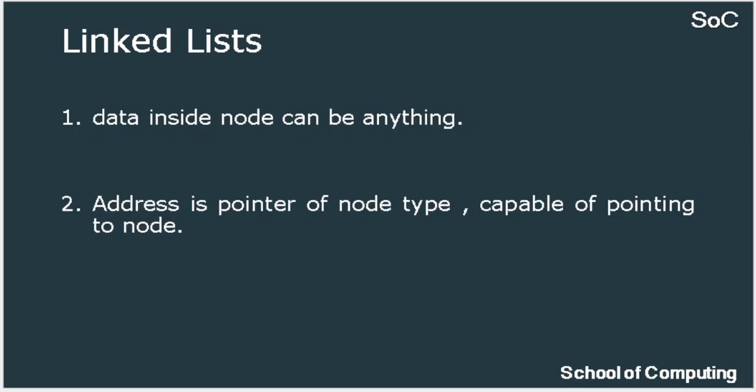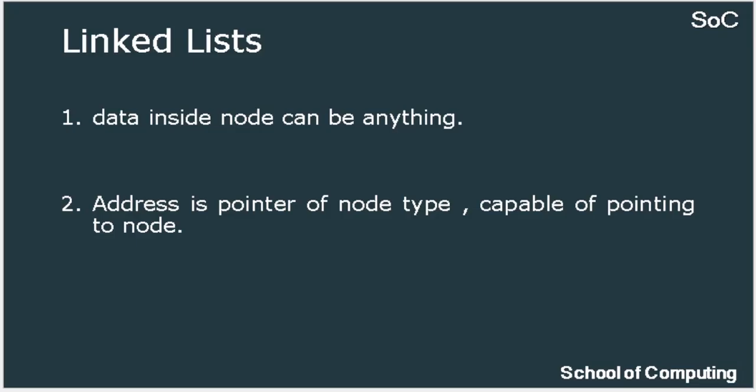So what does a node contain? Node has only two components. One is data inside the node and an address. Data inside the node can be anything. It can be an integer type, it can be any primitive data type like int, float, char, long, or it can be any other user defined type as well.